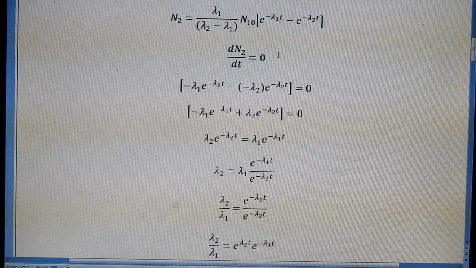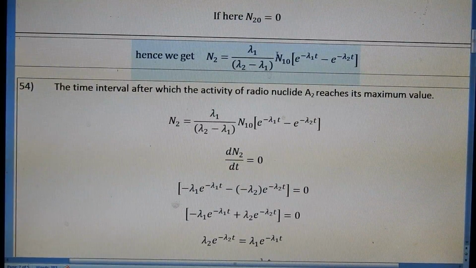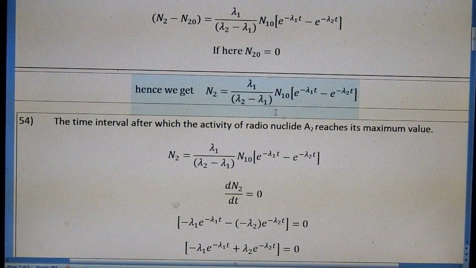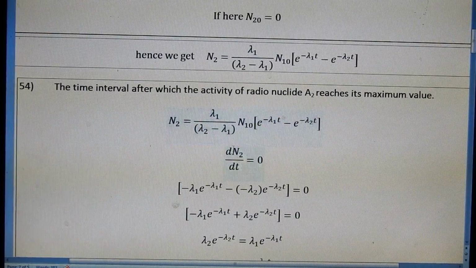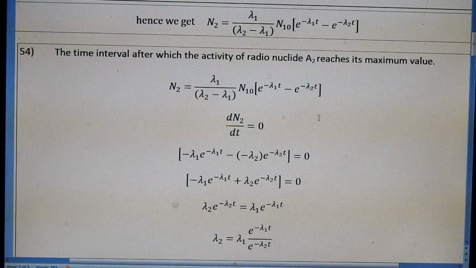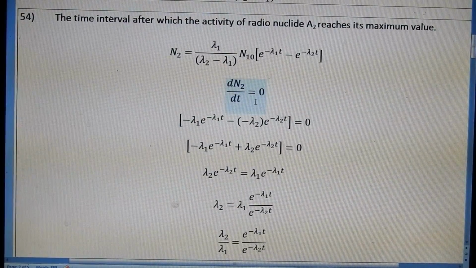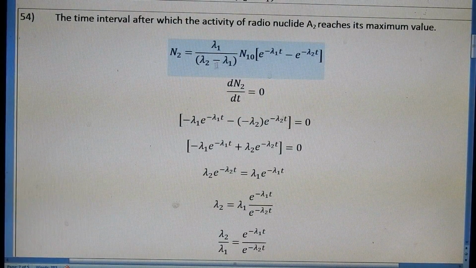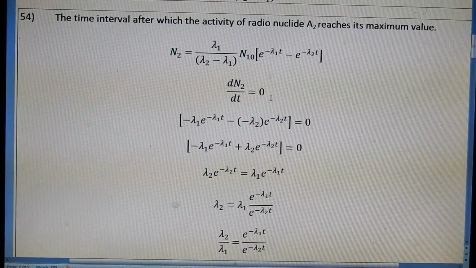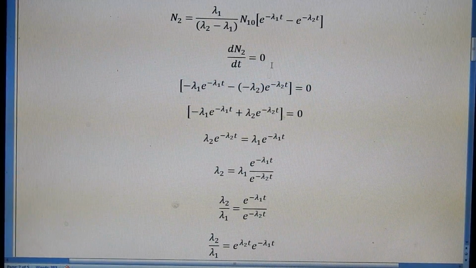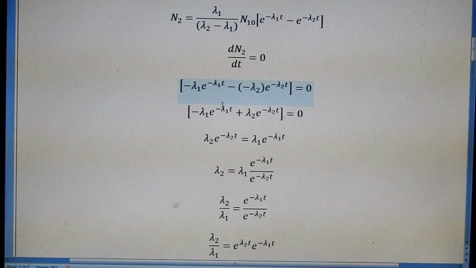Then N2 is equal to the formula we derived last time. We are starting the problem from that formula. One condition is required: the starting stage of N2 is dN2 by dt equal to 0. From there we are starting. So we can set it equal to 0.